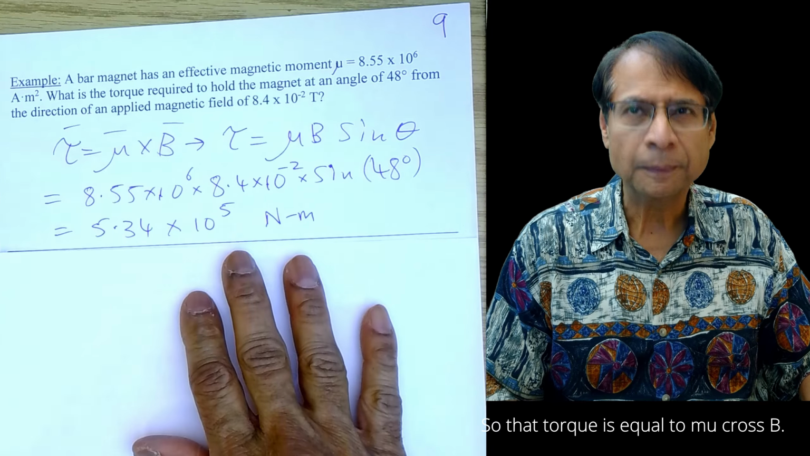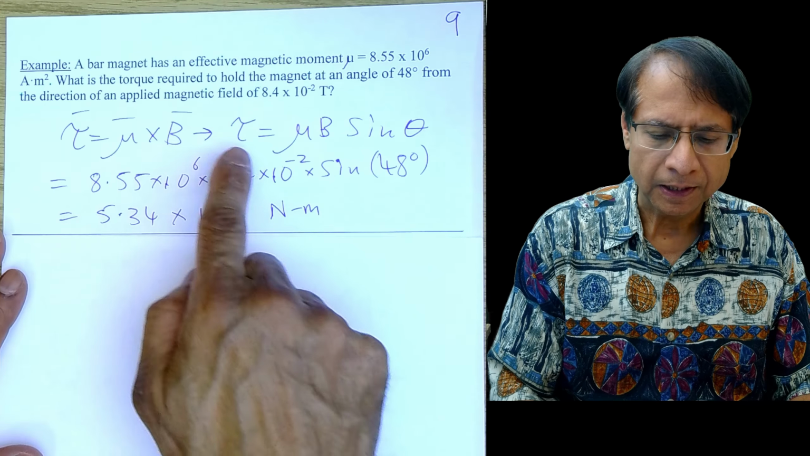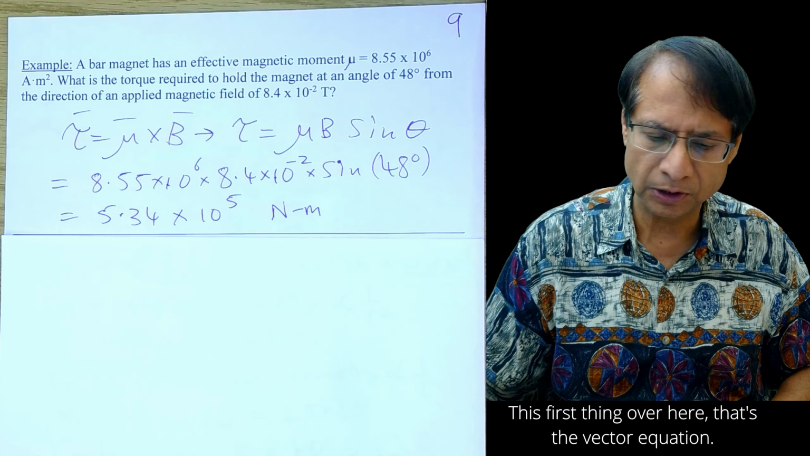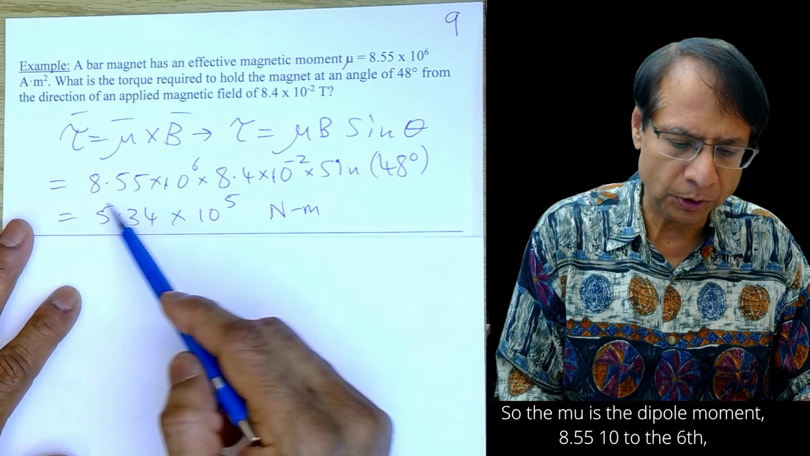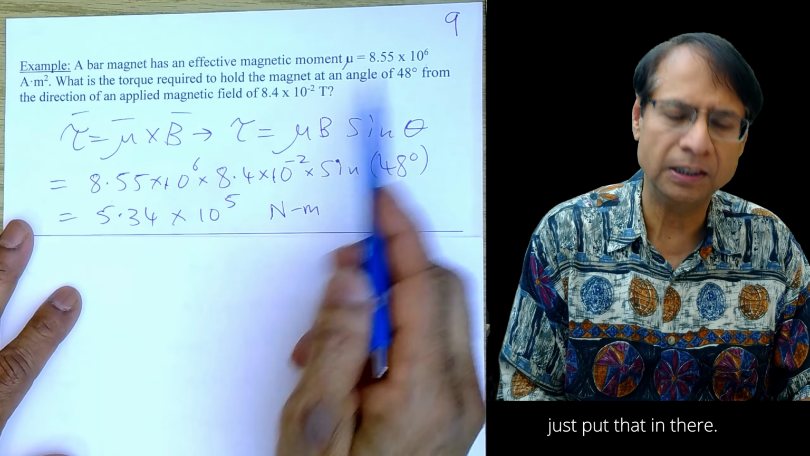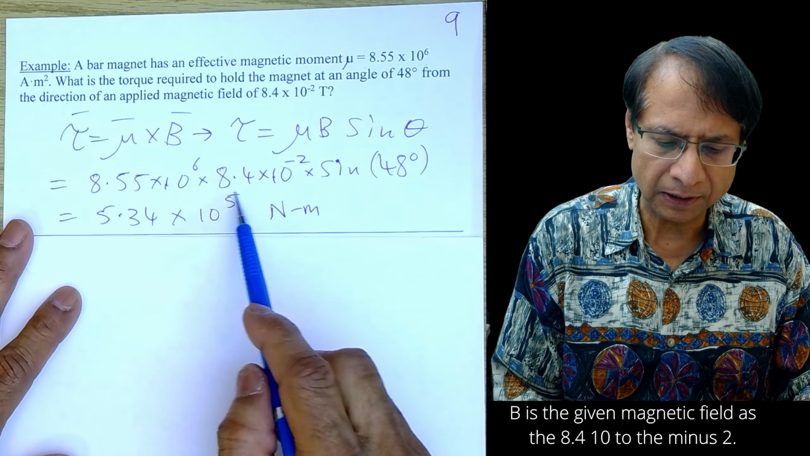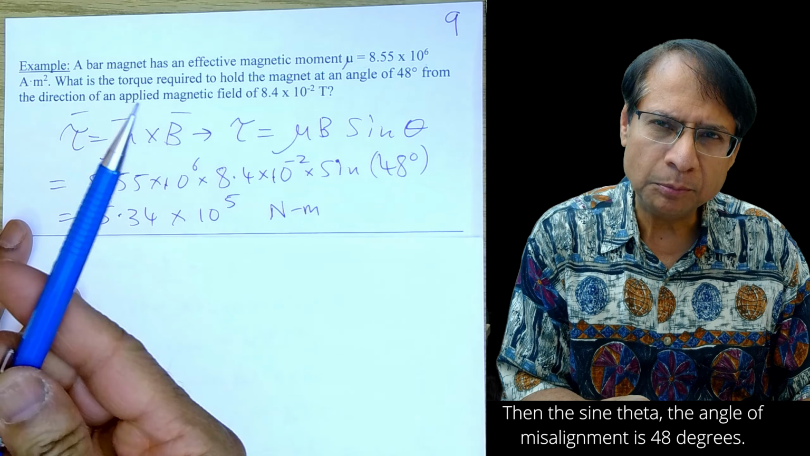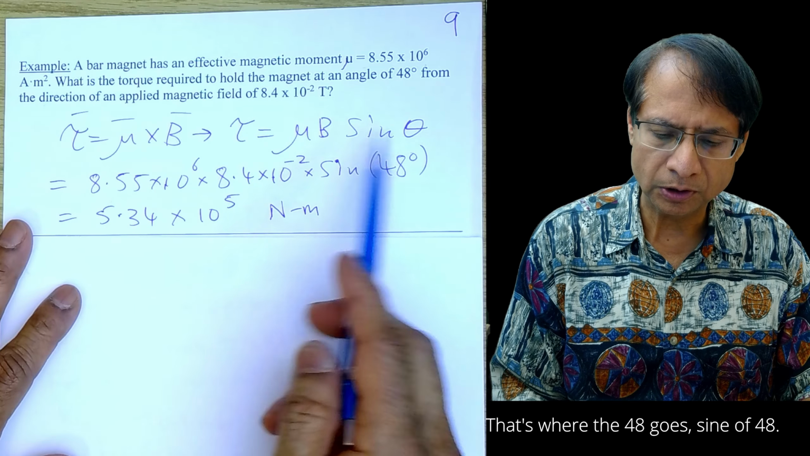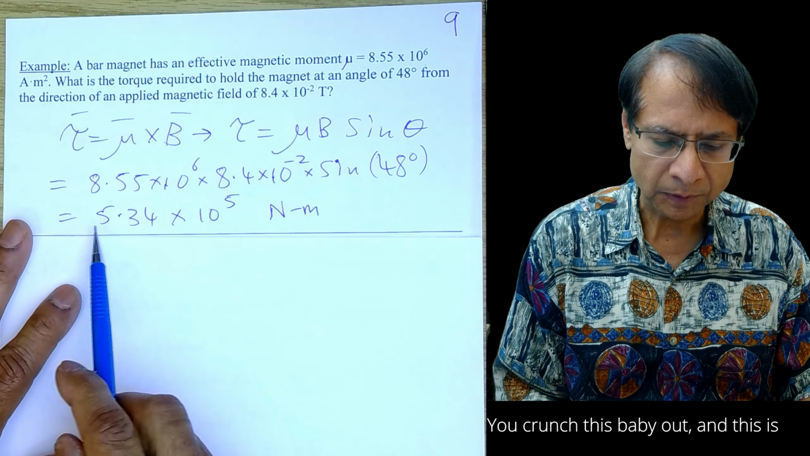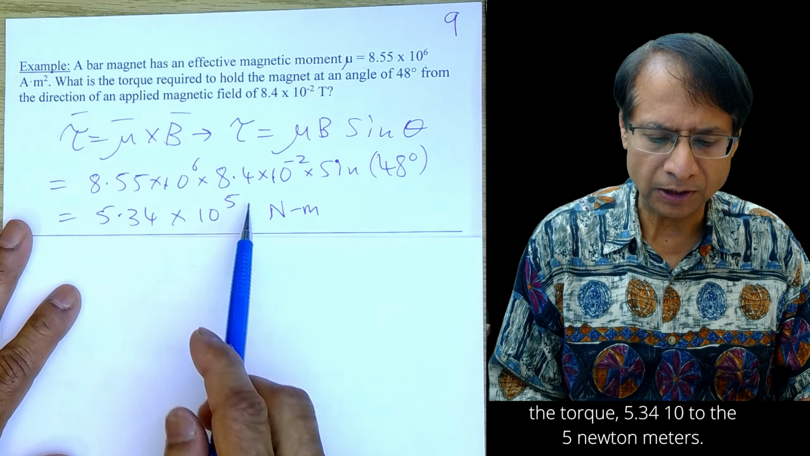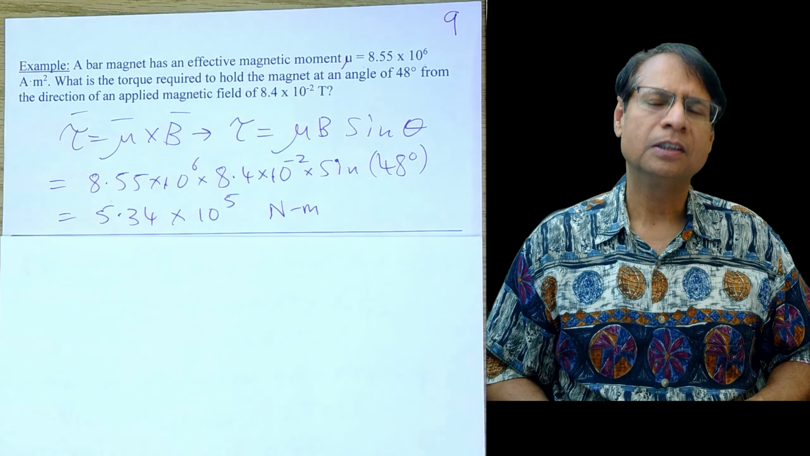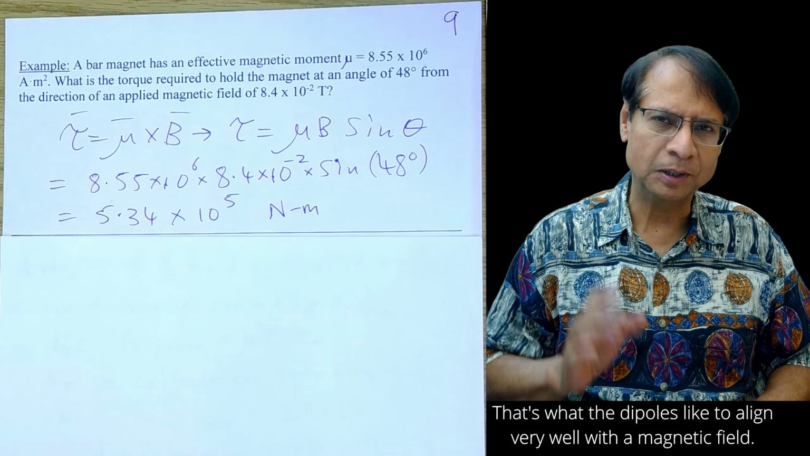So that torque is equal to mu cross B. In this case, the torque is equal to mu B sine theta as far as the magnitude is concerned. This first thing over here, that's the vector equation. So mu is the dipole moment, 8.55 times 10 to the 6. Just put that in there. B is the given magnetic field, that's the 8.4 times 10 to the minus 2. Then for the sine theta, the angle of misalignment is 48 degrees. That's where the 48 goes, sine of 48. You crunch this out, and this is the torque: 5.34 times 10 to the 5 Newton meter. So that's one heck of a torque to misalign the dipole. That's why the dipoles like to align very well with a magnetic field.